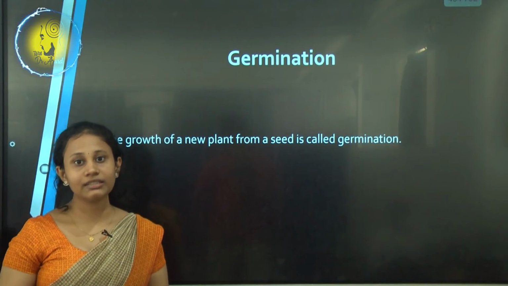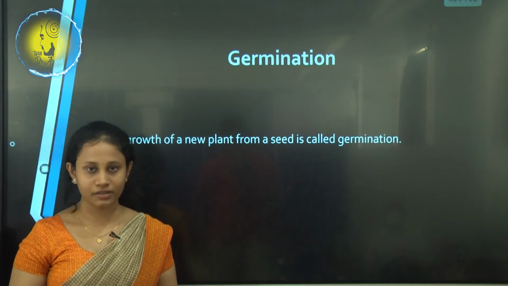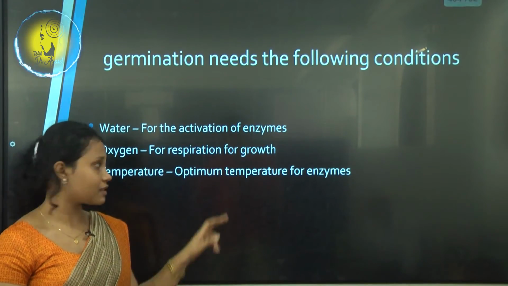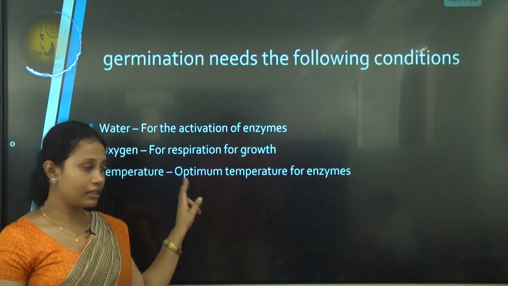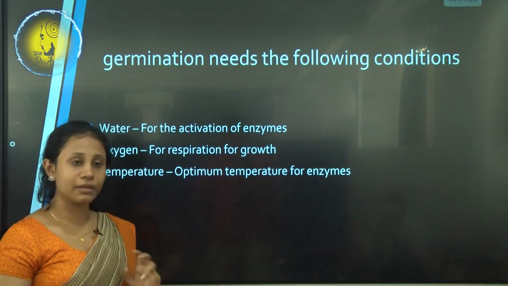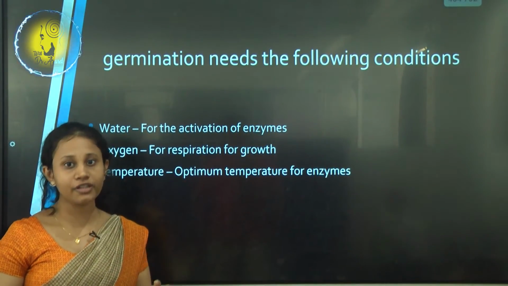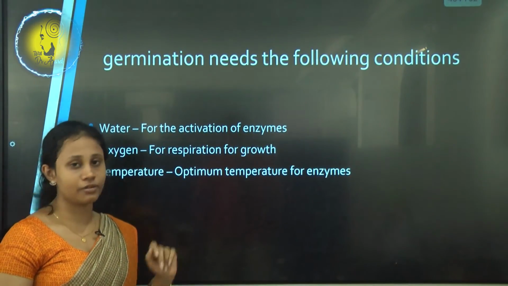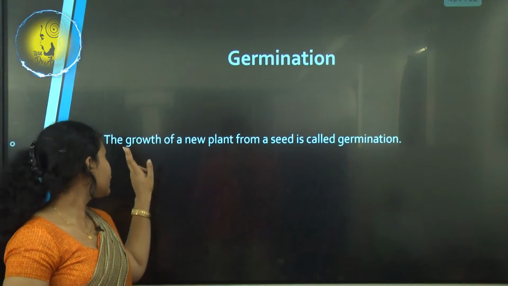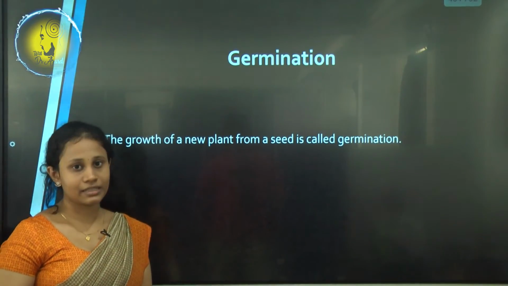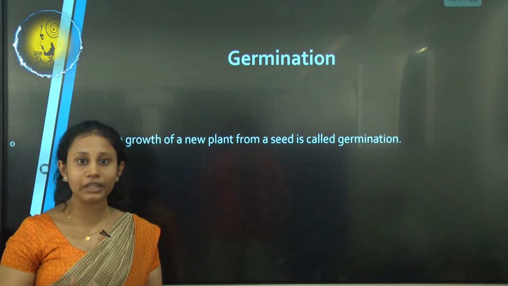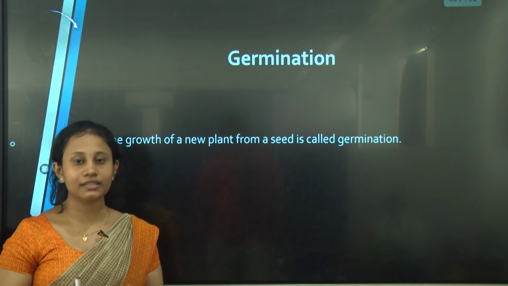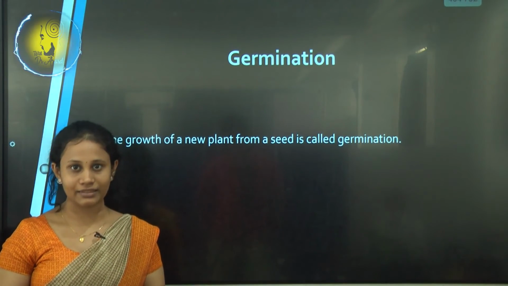Once the seed gets its conditions, enough water to activate the enzymes, enough oxygen for respiration, and enough temperature to give the optimum temperature for the enzymes, only when the seed gets all these conditions, it starts to germinate. Germination is the growth of a new plant from a seed. So this is how a new, genetically different plant is produced through sexual reproduction in plants.